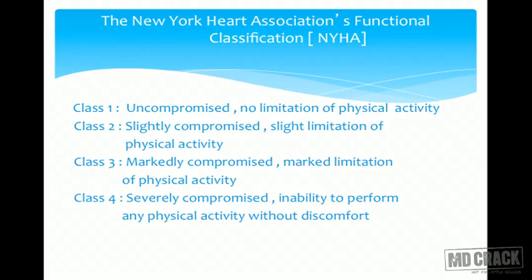The New York Heart Association has classified the classes of heart diseases according to the function. Class 1, how is the patient? She is uncompromised. There is no limit to her physical activity. That is class 1. Means this patient is having good prognosis. Her physical activities are not restricted because of heart disease. Class 2, there is slight compromise, slight limitation to physical activity, maybe at unaccustomed exercises or work.